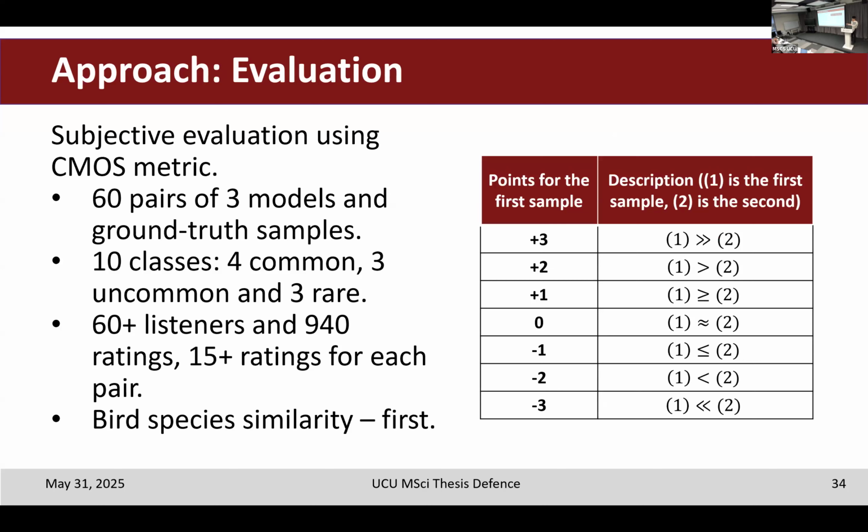Okay, and we also decided to complement objective metrics with subjective ones. So we have performed a subjective evaluation study using the comparative mean opinion score metric. 60 pairs of 3 models and ground truth samples were evaluated. They were from 10 classes, 4 common, 3 uncommon, and 3 rare species. And more than 60 listeners provided their 940 ratings, with at least 15 ratings being provided for each pair. And they used a 7-point scale where +3 means that the first sample in the pair is much more relevant to the reference than the second one, and -3 that it is vice versa.